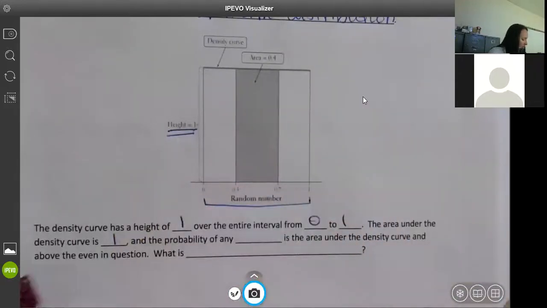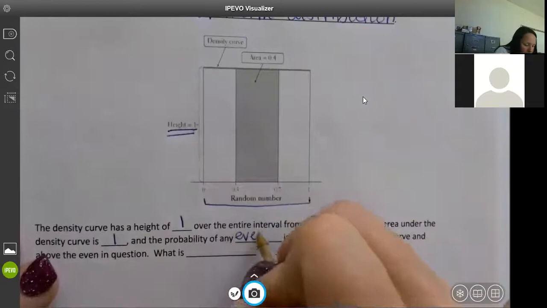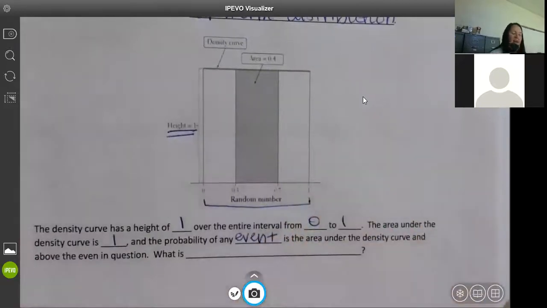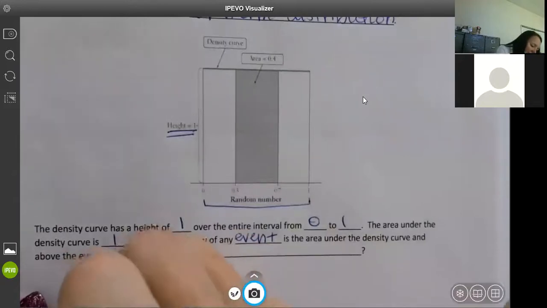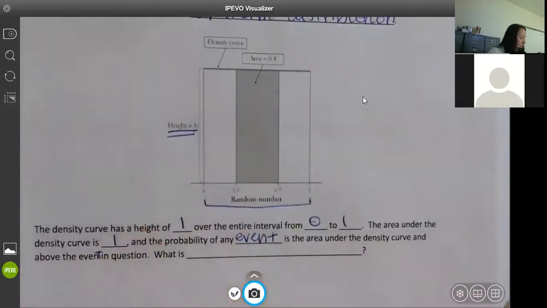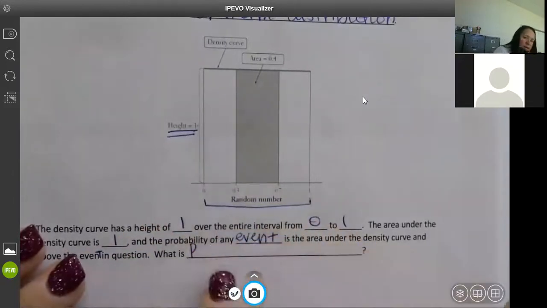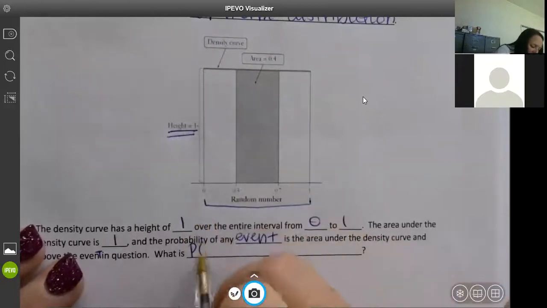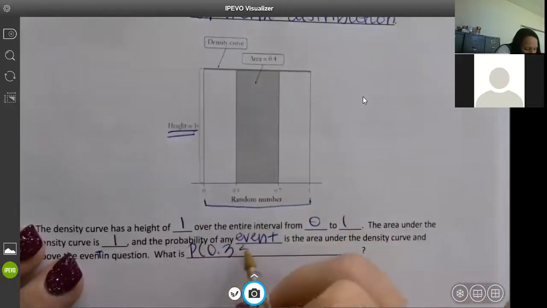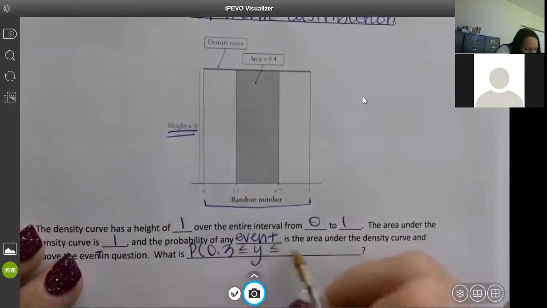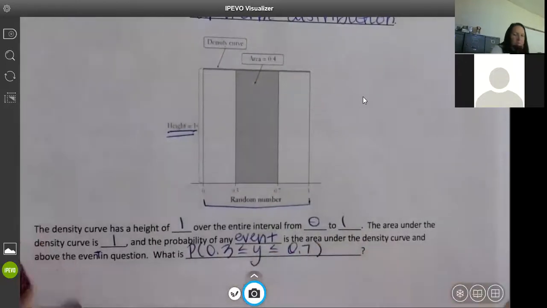And the probability of any event is the area under the density curve, and above, it should say the event in question. So what is, I'm going to write more underneath this so don't go anywhere, the probability of 0.3 less than or equal to Y less than or equal to 0.7? So it wants that shaded in square. So it's the area of the shaded in rectangle.